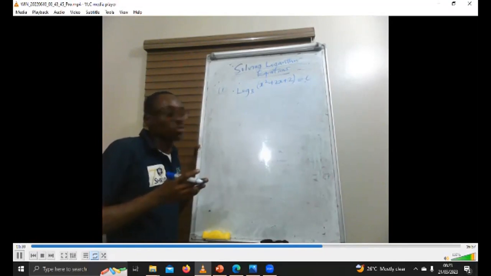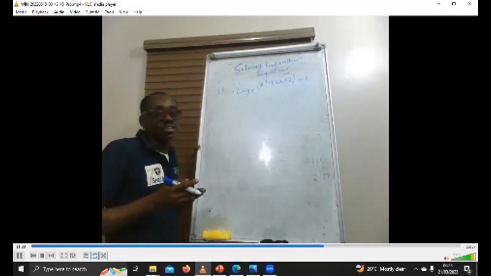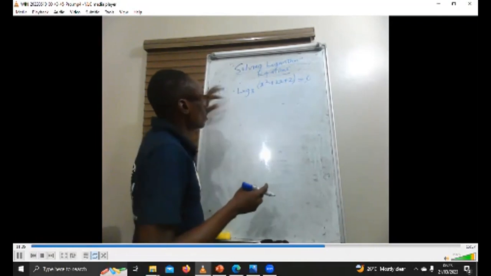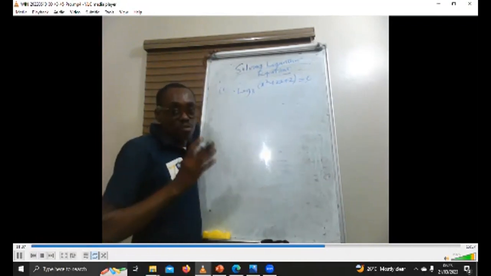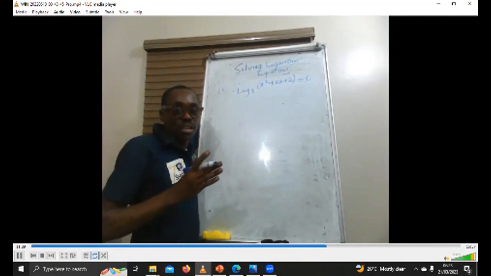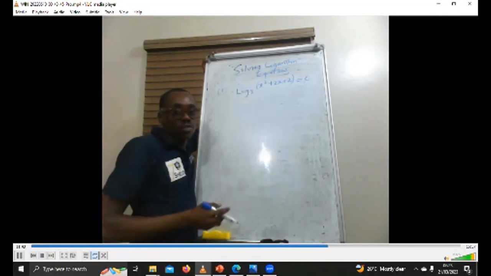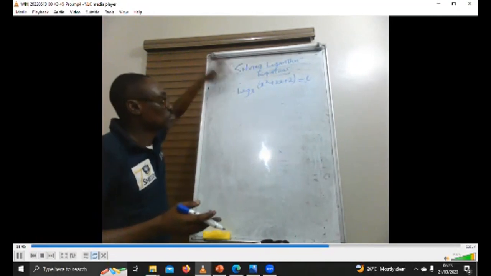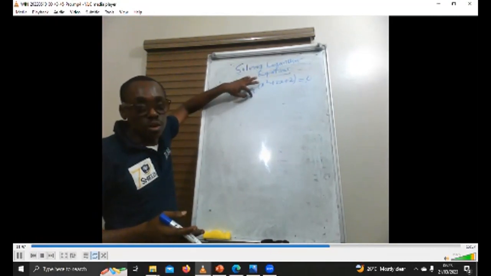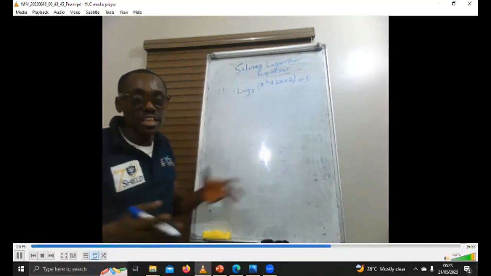Just like in the first example, to simplify this, we have to convert to the index form. And I've always told you that when you want to convert to the index form, the base in the logarithmic form will also be the base in the index form.